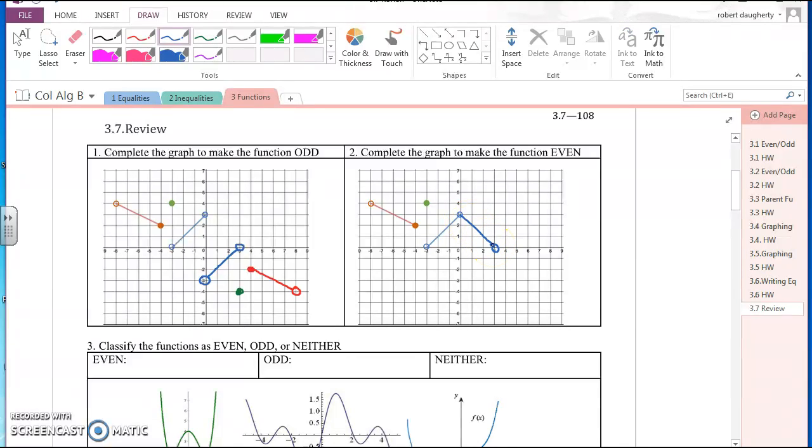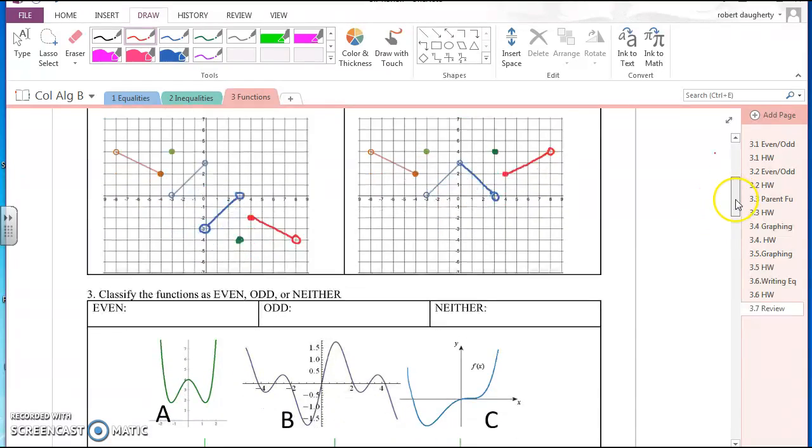If I look at that green dot that is left 3 and up 4, so if I go right 3 and up 4, I see that symmetrical point. And then if I look at that orange, it's to the left 4 and up 2, so right 4 and up 2 would be here. Left 8 and up 4, right 8 and up 4 would be right here. And we see this. Now I have an even function that is symmetrical about the y-axis.